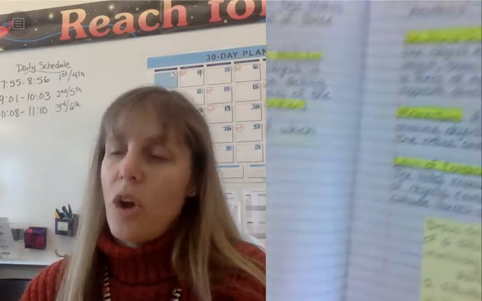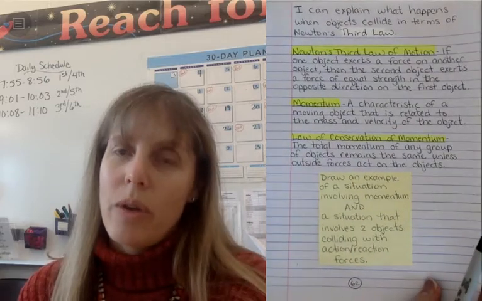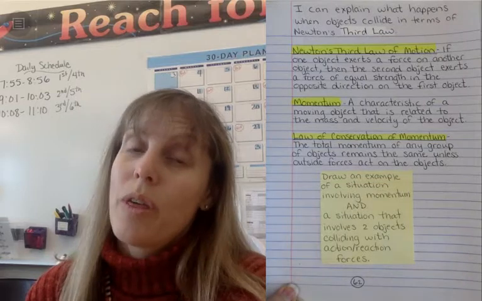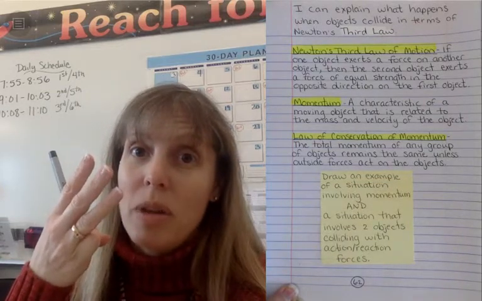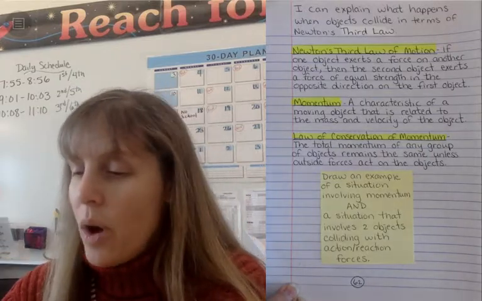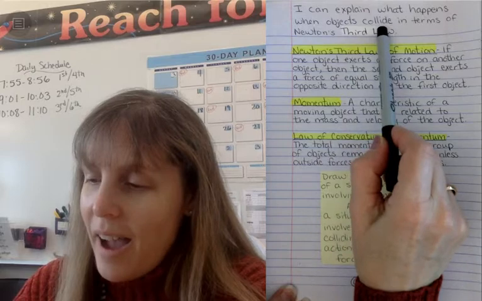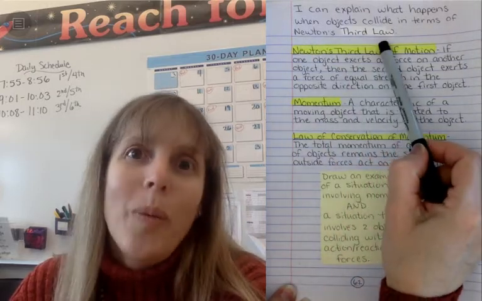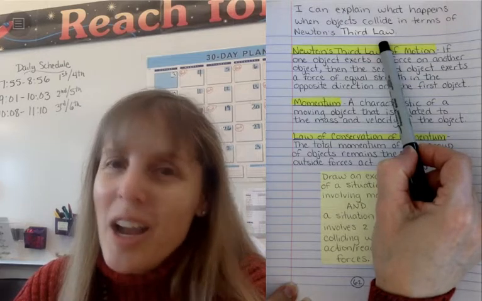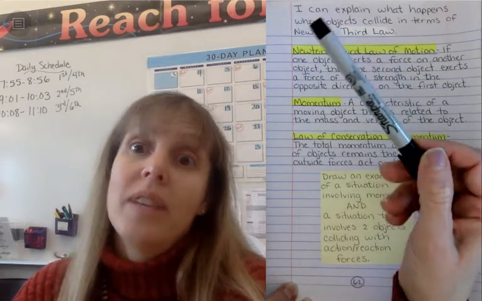All right, last notebook page, last two laws. I know you thought there were only three, but there's actually four. So there's only three Newton's laws of motion, but there is one law of conservation of momentum. So Newton's third law. I could explain what happens when objects collide in terms of Newton's third law. We actually like when objects collide, like humans. We actually like it when they crash. And then we're like, oh, look at that. Well, Newton's third law kind of explains it.